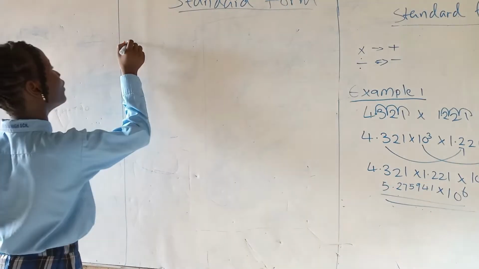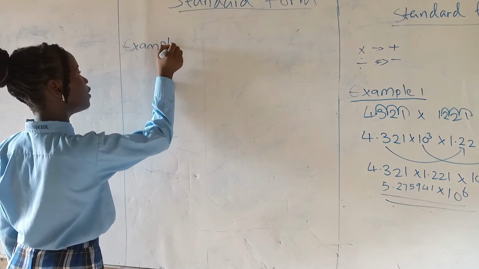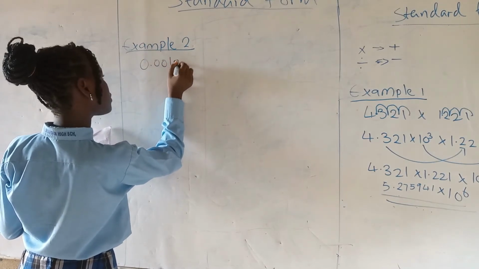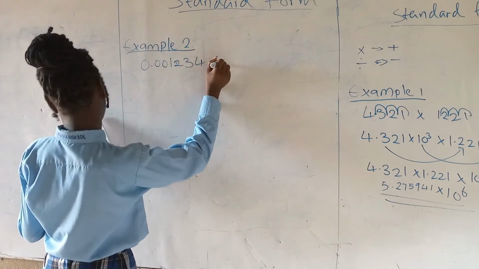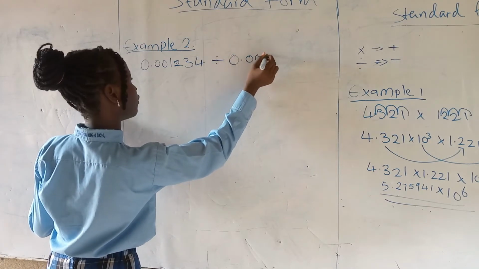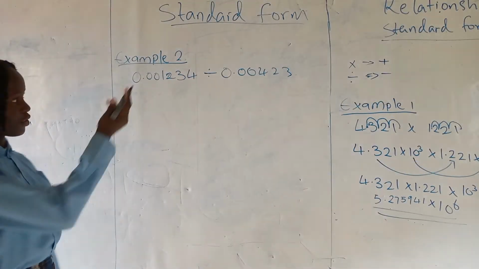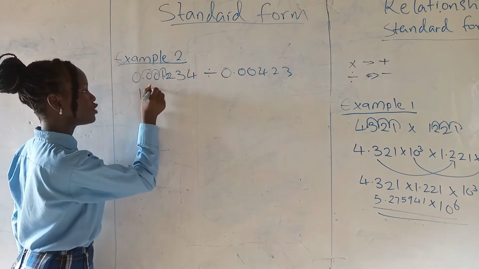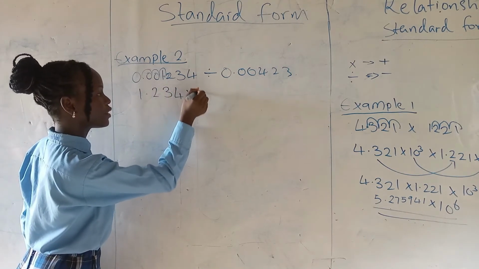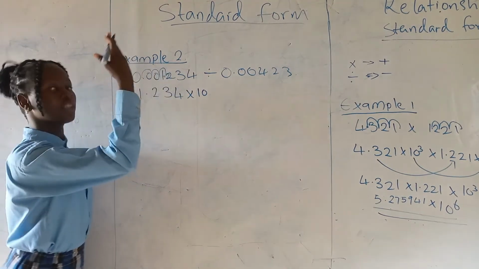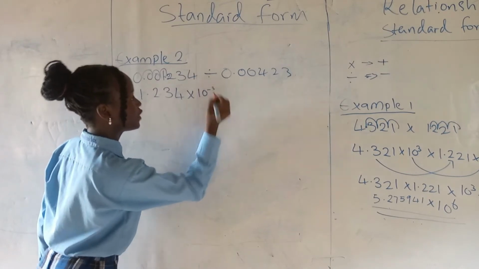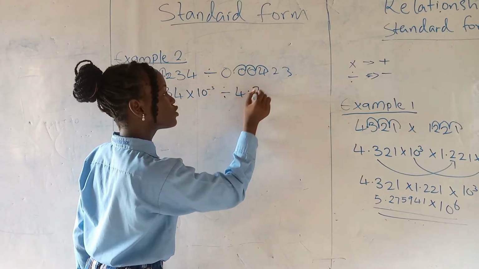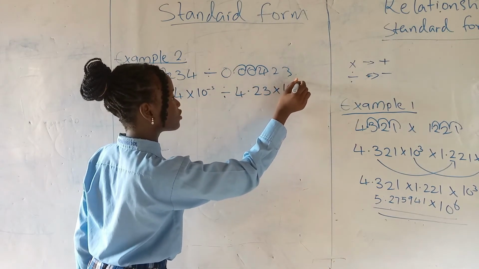Now let's move to example 2. We have 0.001234 divided by 0.00423. Now let's solve our second example. Moving the point 1, 2, 3, it will be 1.234 times 10 raised to the power minus 3, because we're moving it forward. Divided by, for the division sign, 1, 2, 3, 4.23 times 10 raised to the power minus 3.